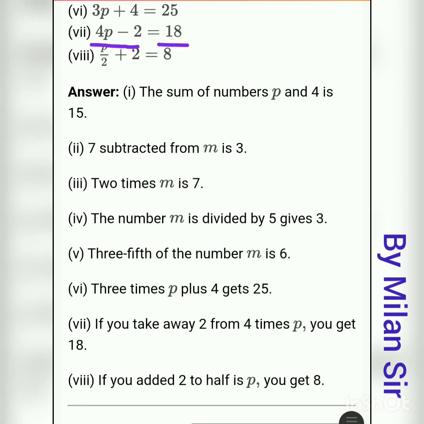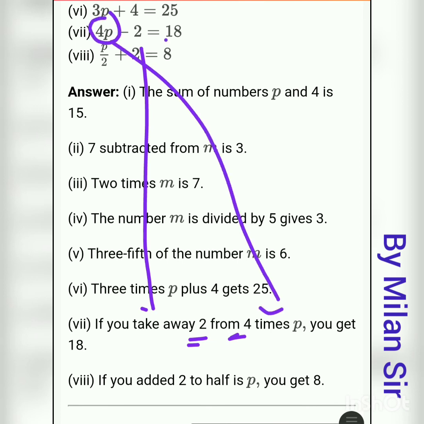4p minus 2 is equal to 18. So 4p, that means 4 times p, but here subtraction is there, so we need to change the order of the statement. First of all, we need to write this. So if you take away, otherwise we can write subtracted, 2. Here we can use both words, take away or subtracted. So if you take away 2 from 4p, that means 4 times p, answer is 18, so you get 18.